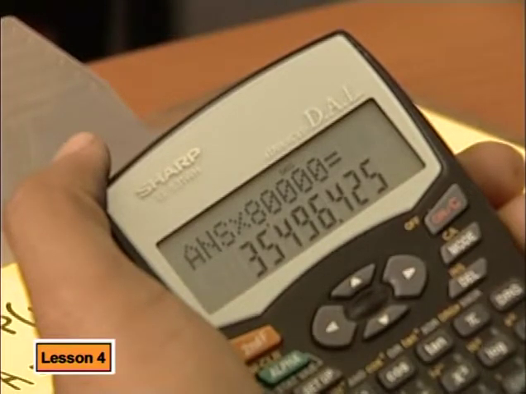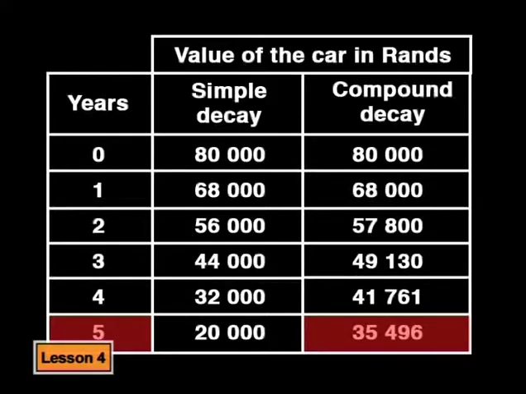35,496 rands and 42 cents. I suppose I could round that off by dropping the 42 cents. We came to the same answer when we did this in a table. Great. So the formula works. This calculation is much quicker using the formula.